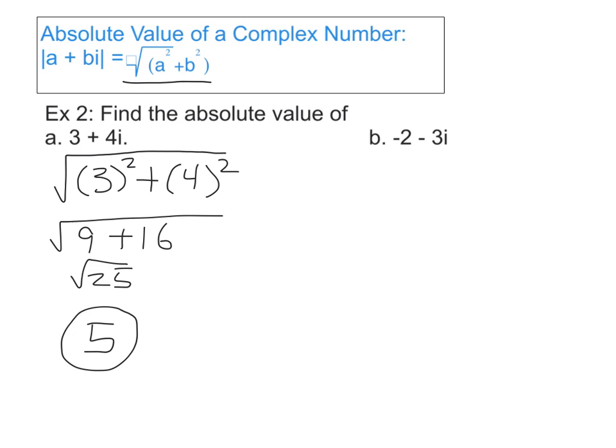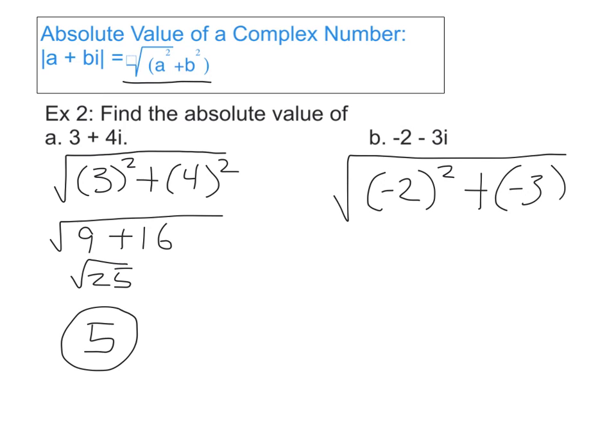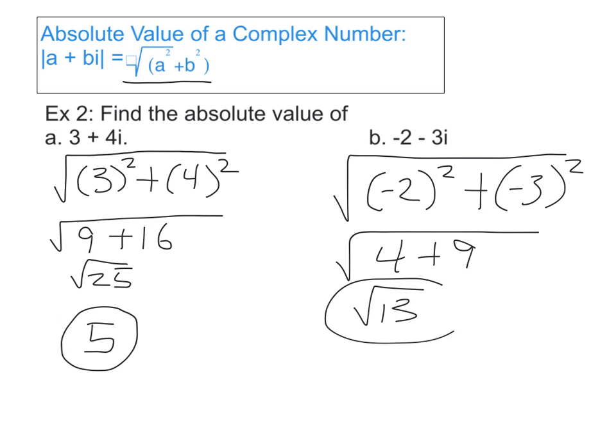Let's try one more. Let's take a look at B. Once again, my a part is -2. My b is -3. So square root of -2 squared plus -3 squared. I simplify. 4 plus 9, square root of 13 does not break down, so I'm going to leave it as the square root of 13.